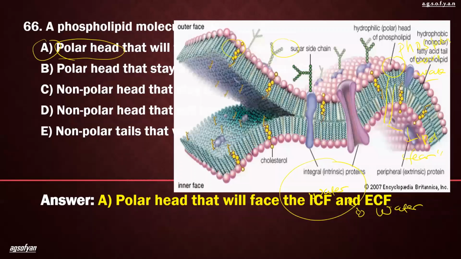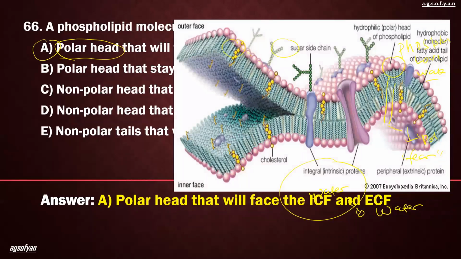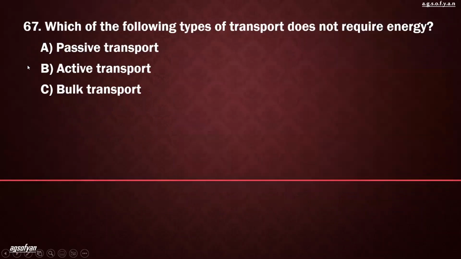That's how it looks. The head here and the other head is over here, facing water inside and water outside. Therefore, it has to be 2 layers.